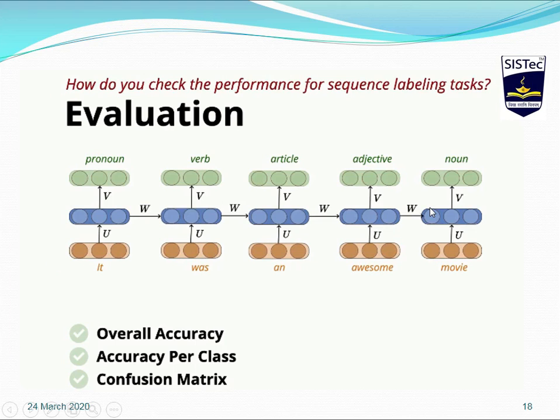Now in the case of sequence labeling, we can calculate the overall accuracy, accuracy per class, and confusion matrix. So we can use three evaluation parameters to evaluate the models. Overall accuracy is given by calculating the accuracy at this layer, this layer, this layer, this layer, and this layer, and then summing and dividing. So this is your overall accuracy. In terms of accuracy per class, if we have 10 classes, what is the accuracy for the class pronoun? What is the accuracy for the class verb? What is the accuracy for the class articles? What is the accuracy for the adjective? So this is known as the accuracy per class.